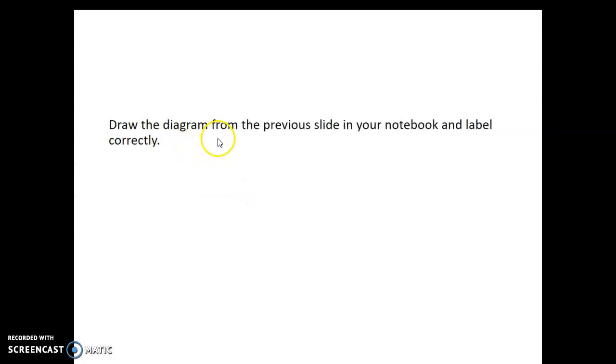So draw the diagram from the previous slide in your notebook and label it correctly. When you are done, make sure you submit in Google Classroom what the diagram was about and that you completed it for credit. Okay? And then when you are done with that, just come back and continue with this PowerPoint lecture.